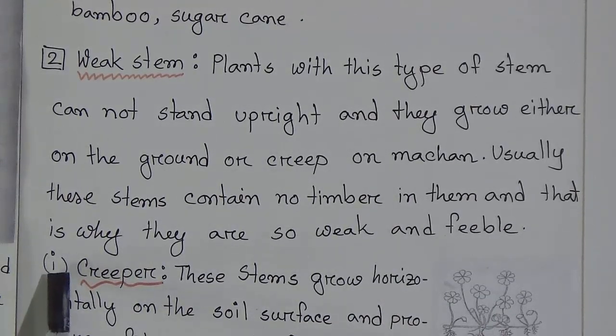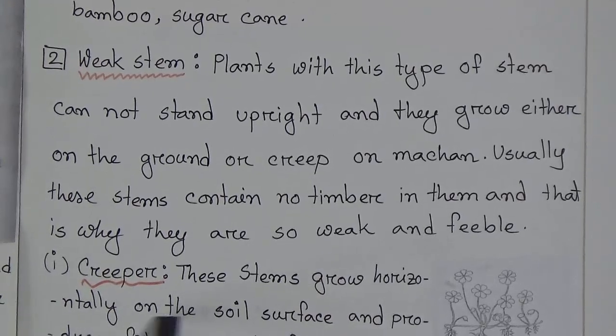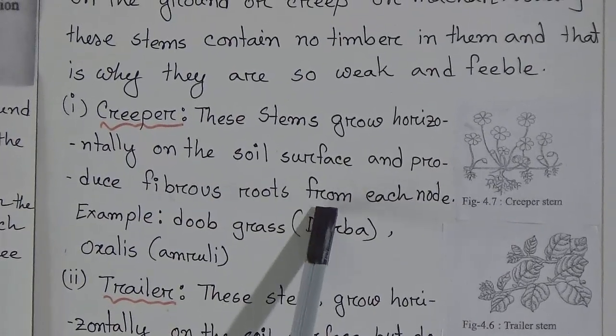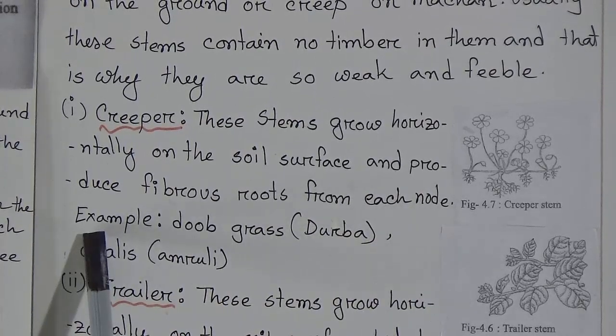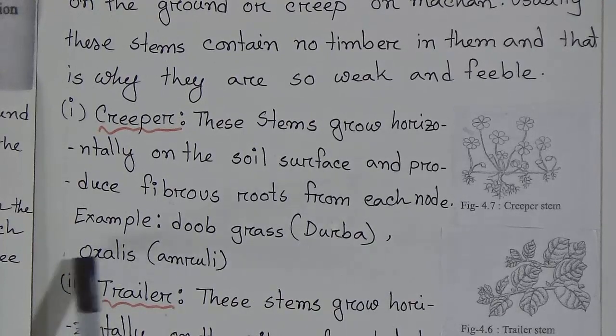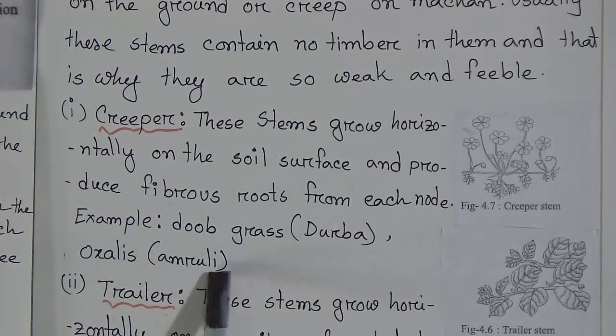The first type of weak stem plant is the creeper. These stems grow horizontally on the soil surface and produce fibrous roots from each node. Examples: dubgrass, that means dubba, and oxalis, that means amruli.